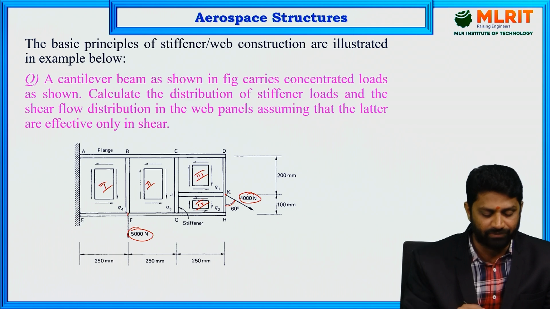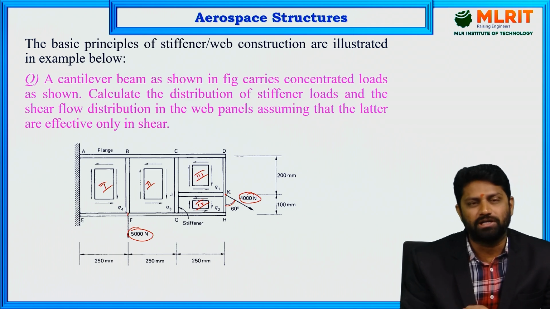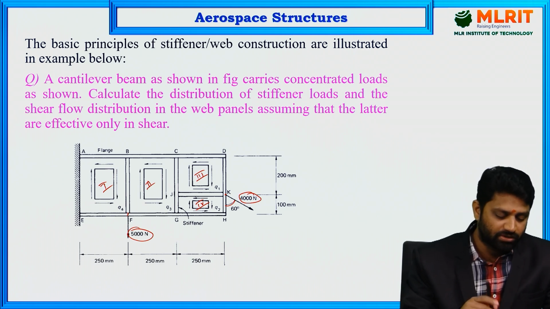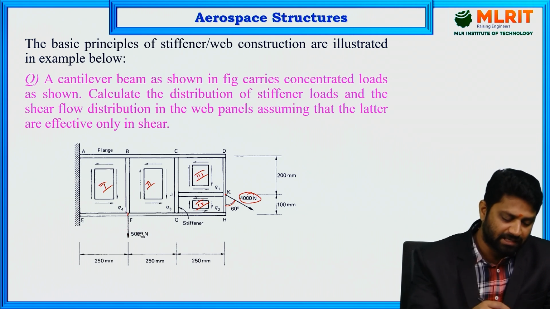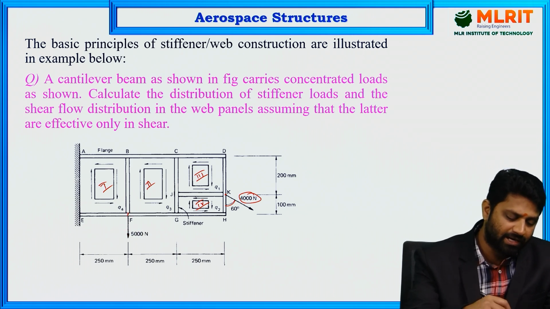So the two points we have seen in the previous slide: whenever the loads are applied, the stringers are placed and they should be aligned in the direction of the load. You can see that first point here. Here the load is applied, and how is it applied? The stiffener is placed in such a way that it lies in the direction in which the load is applied.